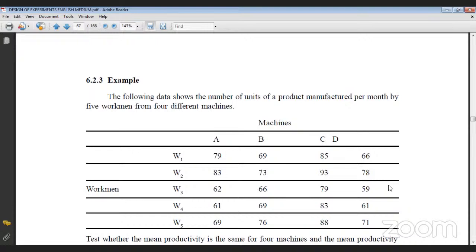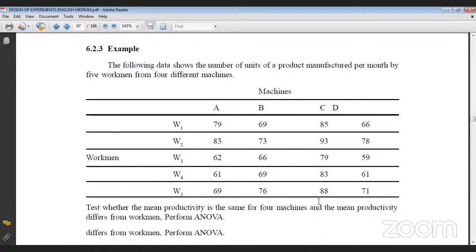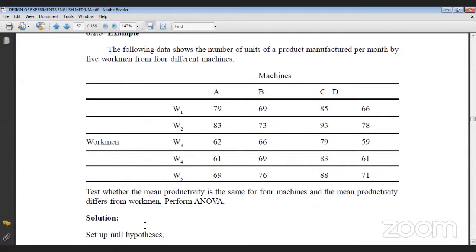So therefore, the values are 79, 69, 85, 66, that is a D, 83, 79, 78, 62, 63, 79, 61, 69, 83, 61, 69, 76, 89, 71. These values are given here. This is in the column, and this is in the row, so the row and column are correct. Therefore, test whether the mean productivity is the same for the 4 machines, and whether the mean productivity differs between the workmen, using ANOVA.